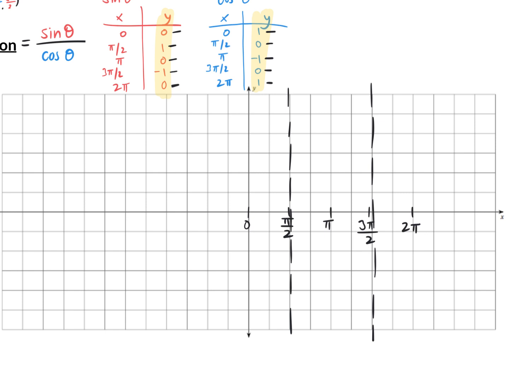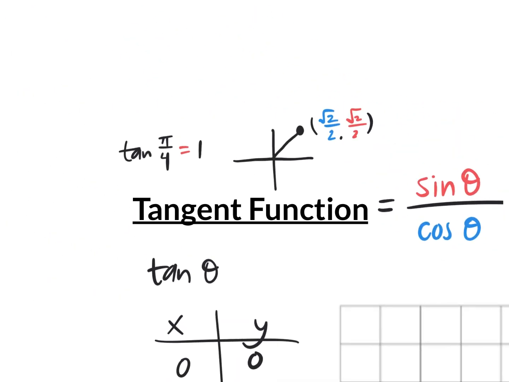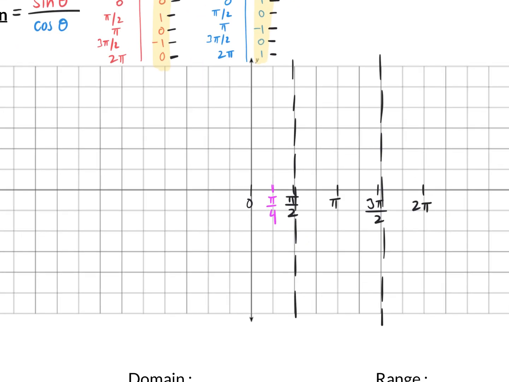Okay, but let's say I pick a point in between 0 and pi over 2. Let's pick pi over 4, because we already evaluated that. What was tangent of pi over 4? 1, right? We just found that up here. So tangent of pi over 4, I'm going to call this 1 right here. I would have a point right there, which means this curve is actually going up towards that vertical asymptote.